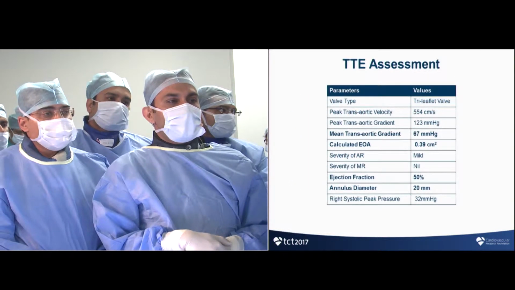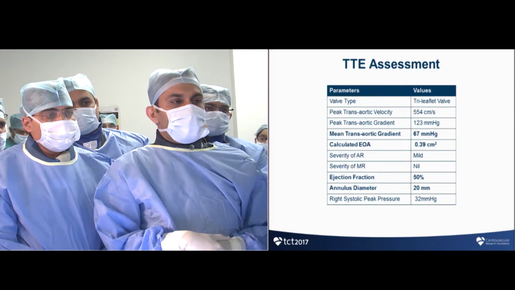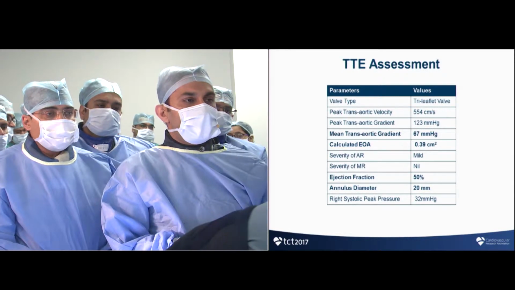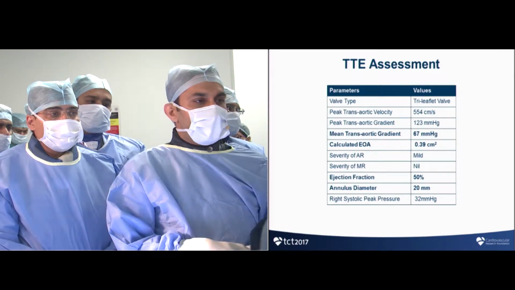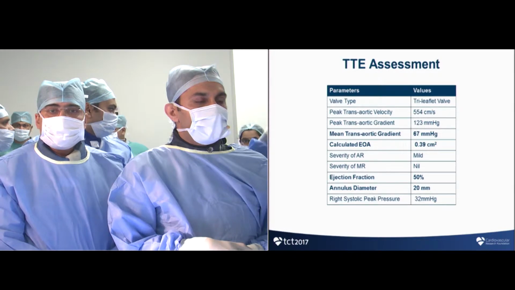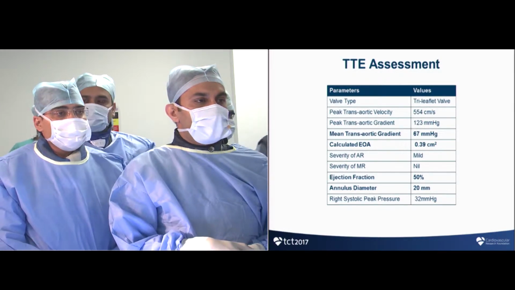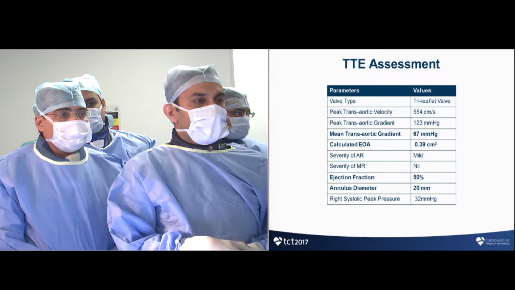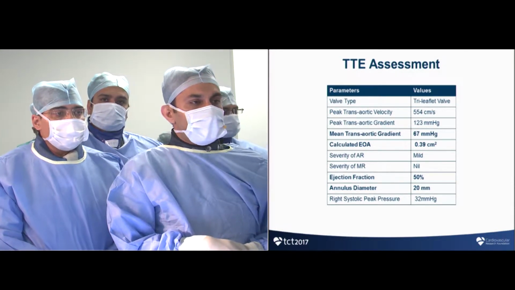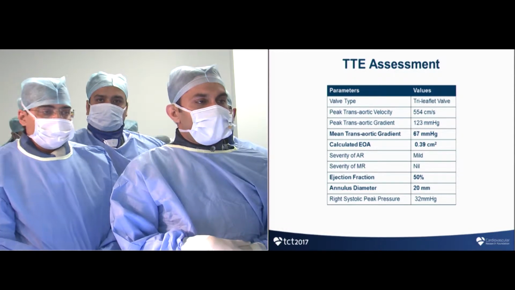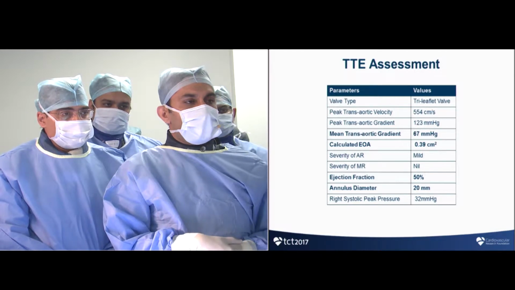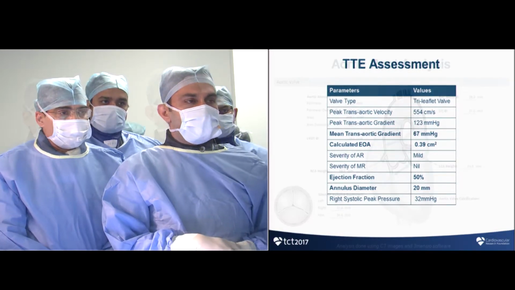This is a transthoracic assessment, and as you can clearly see, it's a tricuspid valve with a velocity of 5.5 meters per second, peak gradient of 123 millimeters of mercury, mean gradient of 67 millimeters of mercury, aortic valve area of 0.3 centimeters square, mild AR, no mitral regurgitation, ejection fraction of 50%, annular diameter of 20 millimeters, and right ventricular systolic pressure of 32 millimeters of mercury.